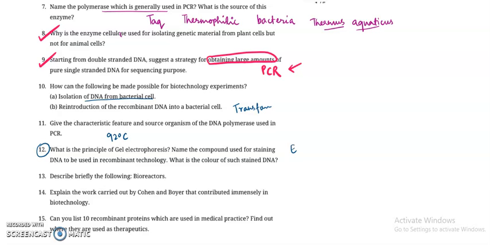Name the compound which is being used for this staining. So it is ethidium bromide. There was just a question on ethidium bromide in the MCQ that we discussed. What is the color? It is orange.